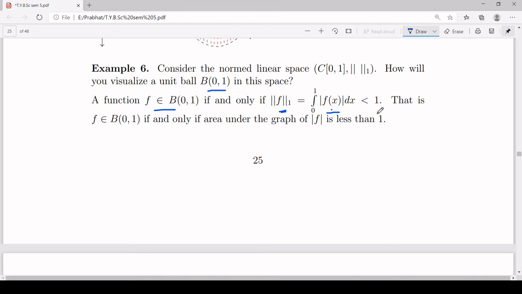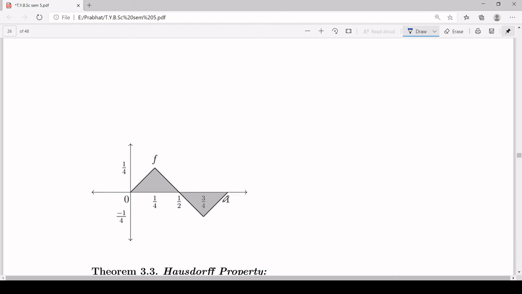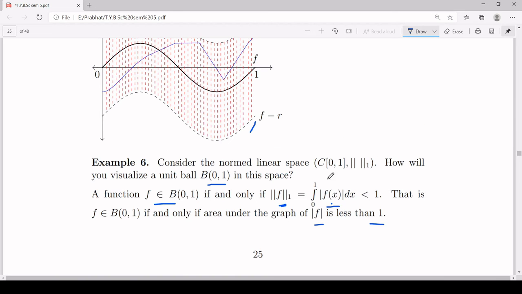What does it mean? That means the area under the graph, which is the geometrical interpretation of integration, the area under the graph of mod f should be less than 1. One example I have given here, like here your f was this. This was again an equilateral triangle in the above part, here also it's an equilateral triangle. So if you take this area, the area under mod f, that means this plus this area, it is less than 1. So you can say this f belongs to the open unit ball inside the normed linear space C[0,1] with norm 1.